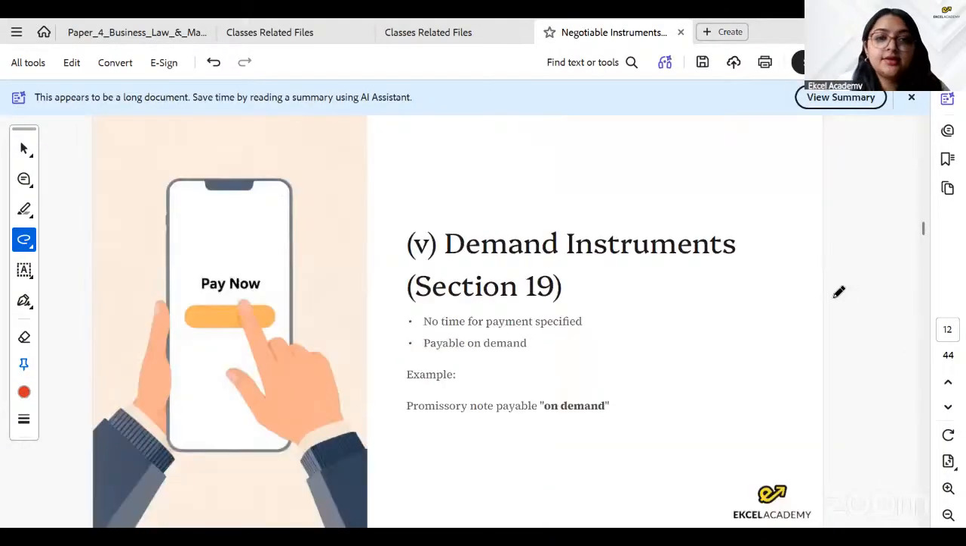All right, next. Demand instruments. A demand instrument, as the name suggests, has no time period specified, but is payable on demand.